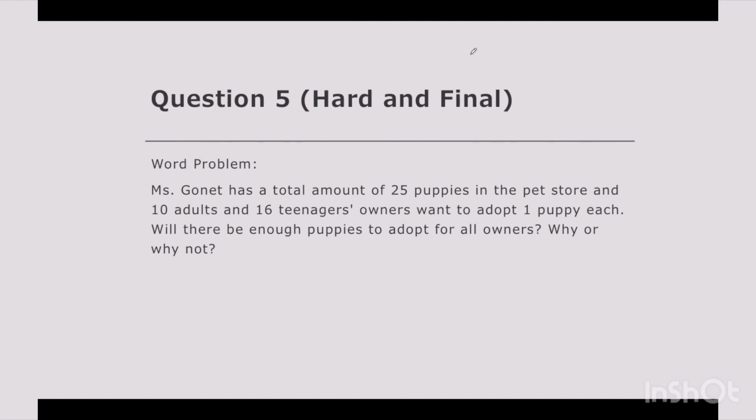So Miss Gannett had a total amount of 25 puppies in the pet store, and 10 adult and 16 teenage owners want to adopt 1 puppy each. What is the number of puppies to adopt for all owners?